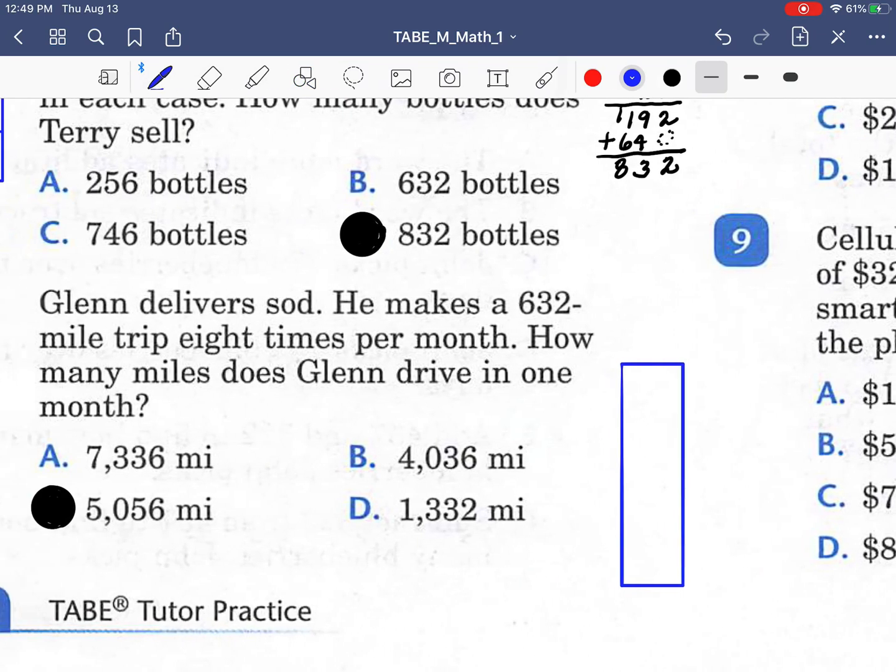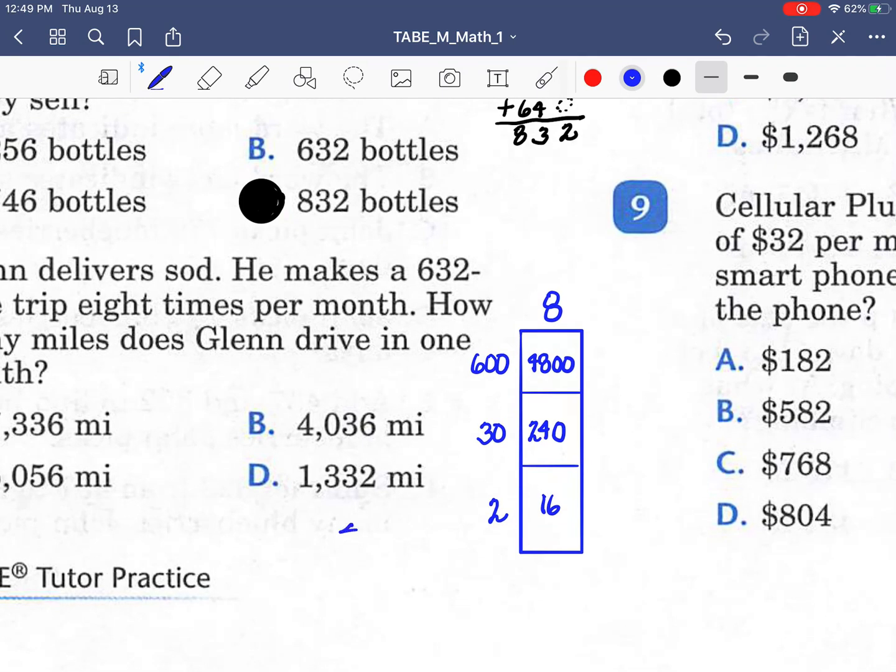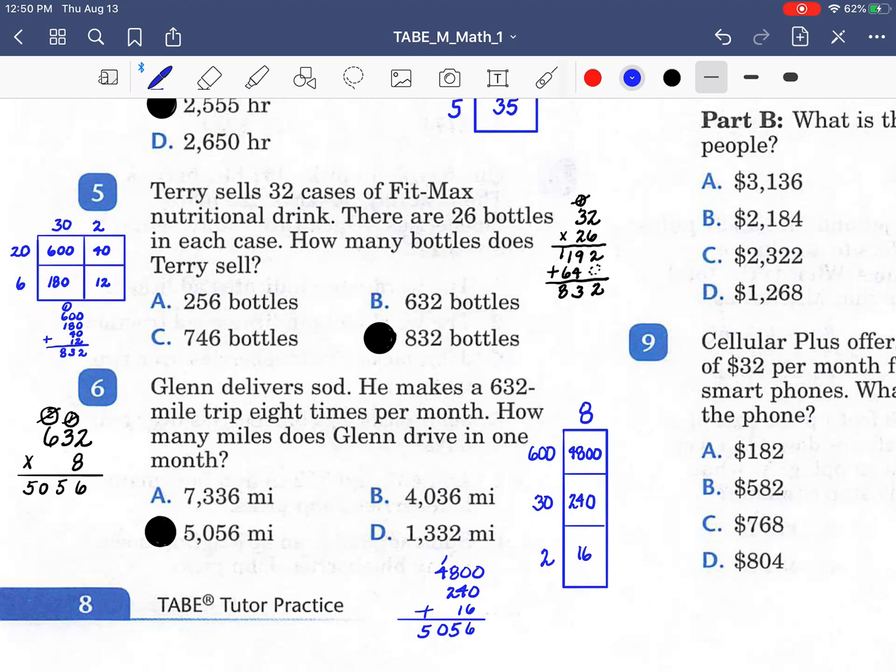So we have a 1-digit number, that is the 8, times a 3-digit number, 632. 8 6s are 48 with 2 zeros. 8 3s are 24 with 1 0. And 8 2s are 16. You still have to add those up. 240 and 16. And so you'll have a 5. Sorry, I'm on a 6, a 5, a 10, and a 5. Same answer, different process.